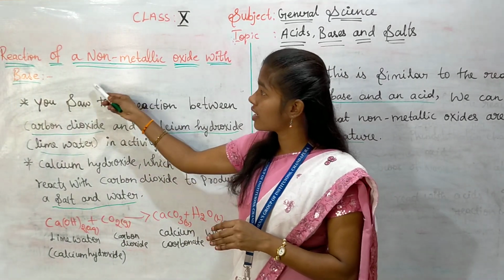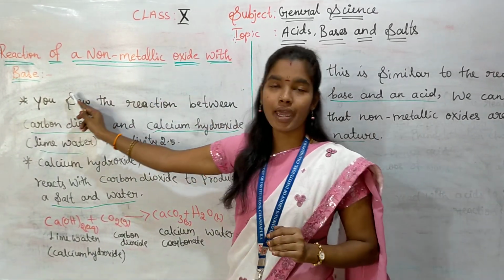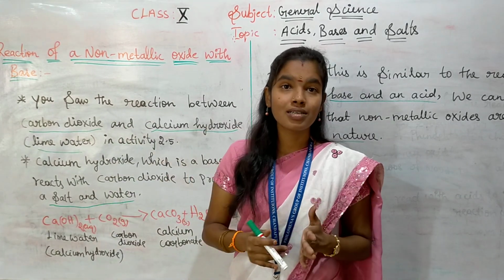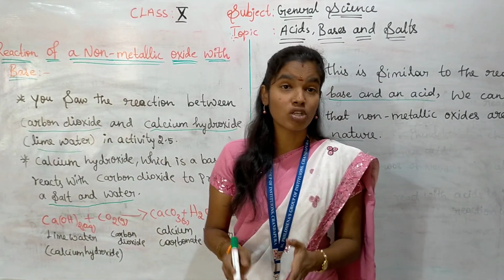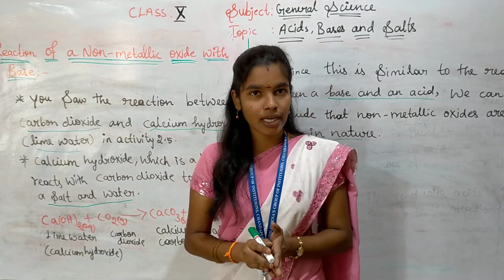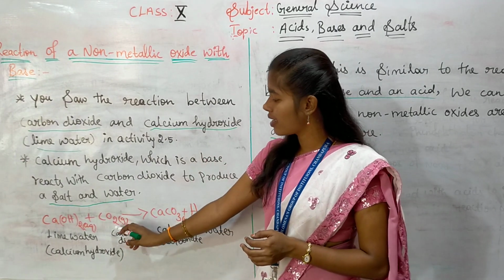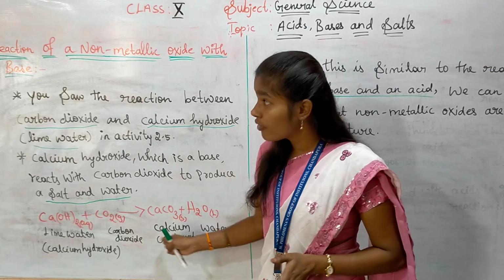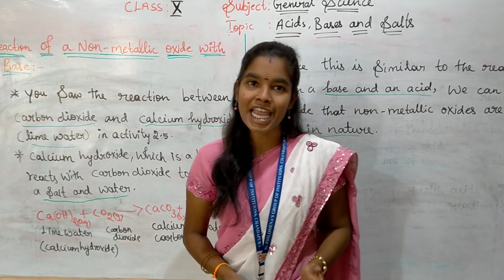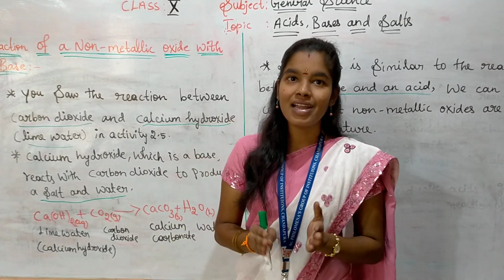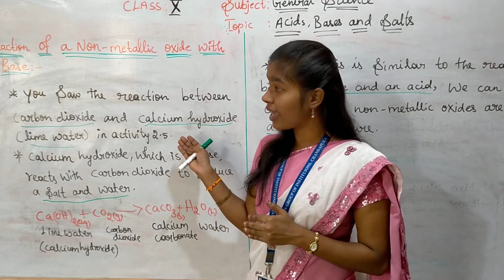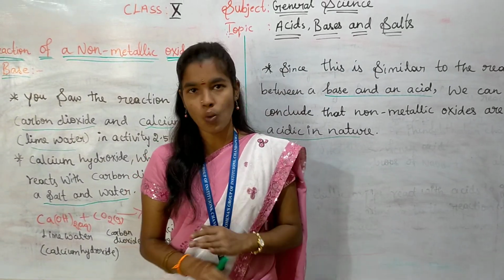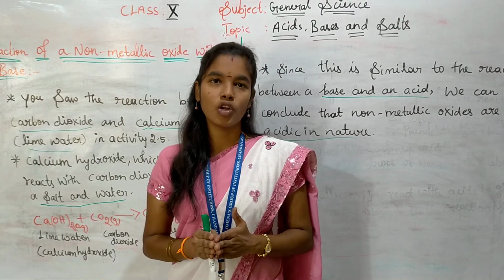The last topic is the reaction of a non-metallic oxide with a base. We have already discussed the reaction of calcium hydroxide with carbon dioxide, which gives salt and water. What is the general formula for this? It is also the same: non-metallic oxide plus base gives salt and water. So you can write the general formula like that.